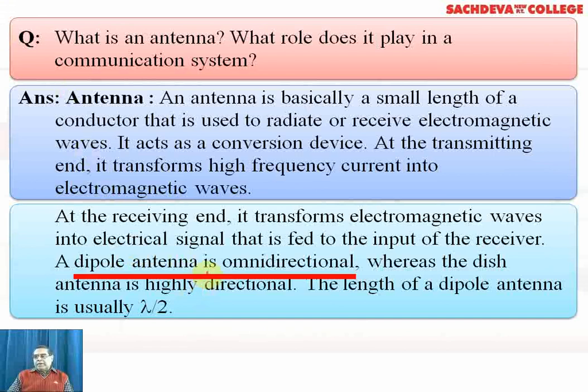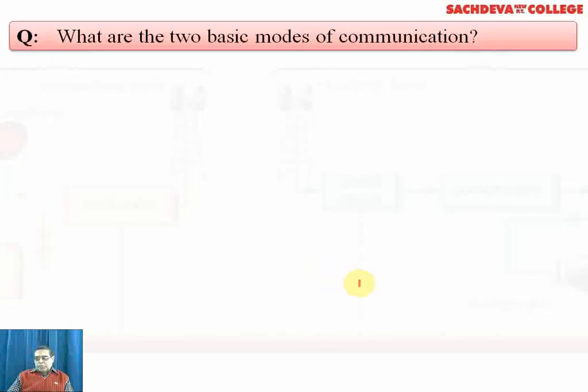A dipole antenna, when we use this term dipole, means that it has one pole positive and the other negative. A dipole antenna is omnidirectional. Omnidirectional means receiving signals from all directions, whereas the dish antenna is highly directional. Highly directional means space communication. The length of a dipole antenna is usually calculated by the formula lambda by 2.